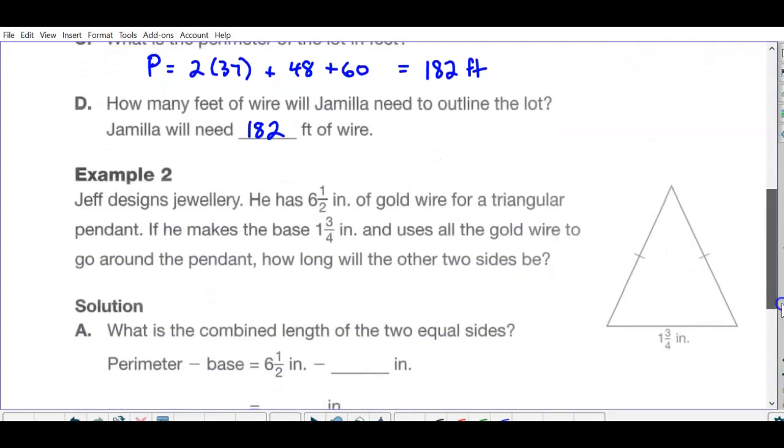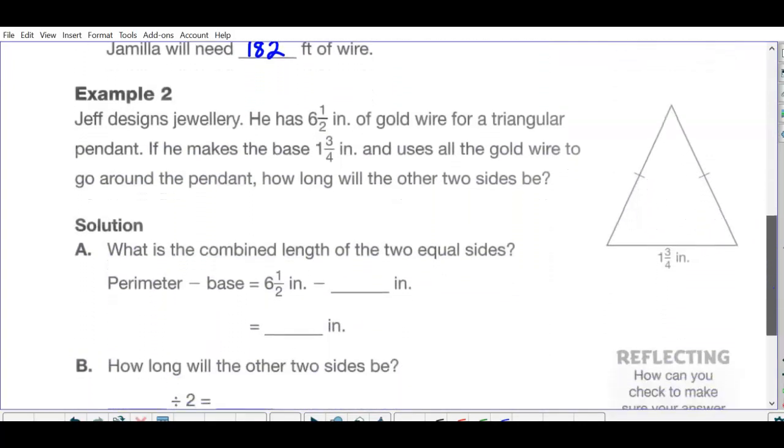And then the last one, Jeff designs jewelry. He has 6.5 inches of gold wire for a triangular pendant. If he makes the base 1 3/4 inches and uses all the gold wire to go around the pendant, how long will the other 2 sides be? Take a look here. This is what we call an isosceles triangle, which you've learned before. That's where you have 2 sides that are exactly the same length, and they're labeled here with these dashes.